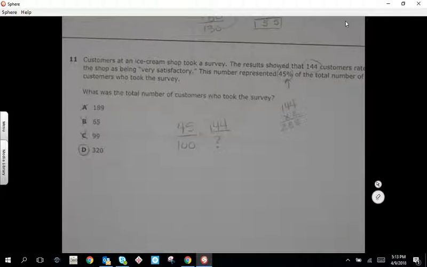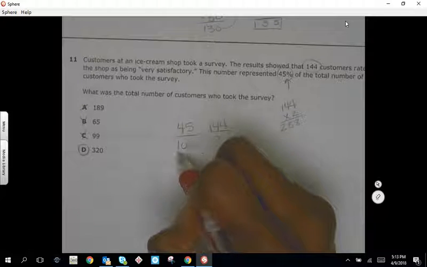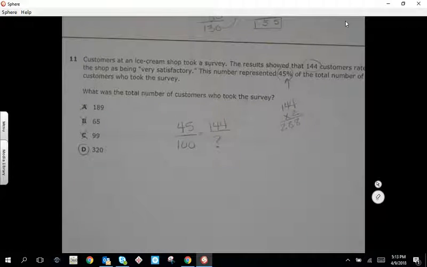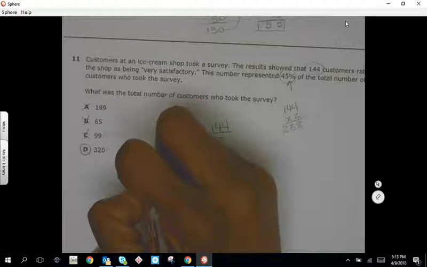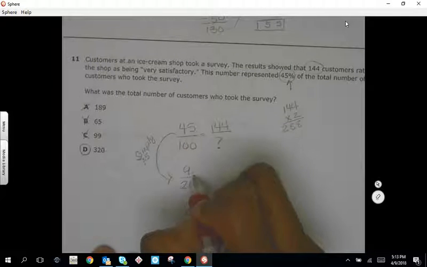Now, what I will tell you, though, is I can't go from 45 to 144. So I have an option. I can try to simplify, or I can cross multiply and divide. Cross multiply and divide is going to give us a very big number. Trying to simplify, I can divide by 5. That's going to give me 9 over 20. Five goes into 45 9 times.